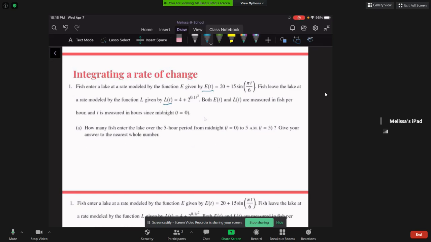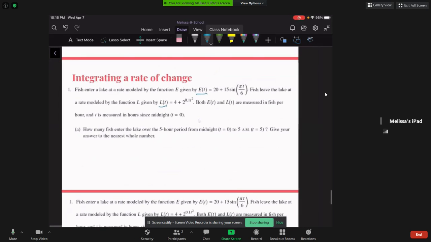So we are looking to find how many fish enter the lake over a 5-hour period from midnight to 5 a.m. So from when t equals 0 to t equals 5. And we're going to give our answer in the nearest whole number because we're talking about fish, so decimals aren't exactly accurate for the number of fish. This first part is asking us how many fish are entering, so that means we're going to use our E of t function.